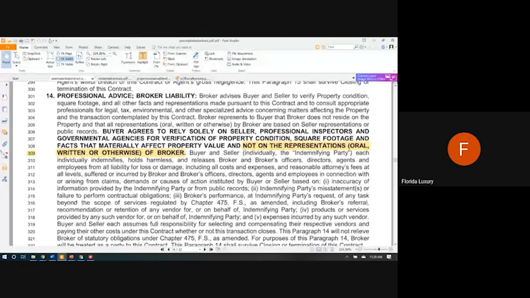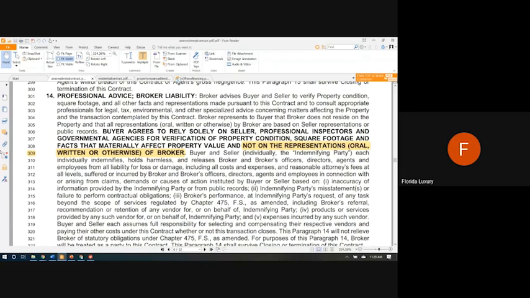Now, this is our real estate CYA paragraph. The buyer agrees, and again, it's all caps. This is important. It's bold, it's big. They don't want you to miss this. The buyer agrees to rely solely on the seller, professional inspectors, and government agencies for verification of property condition, square footage, and facts that affect the property value, and not on the representations, oral, written, or otherwise, of the broker.